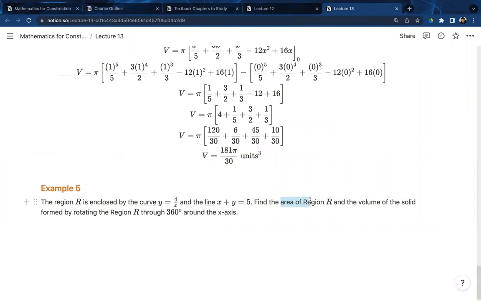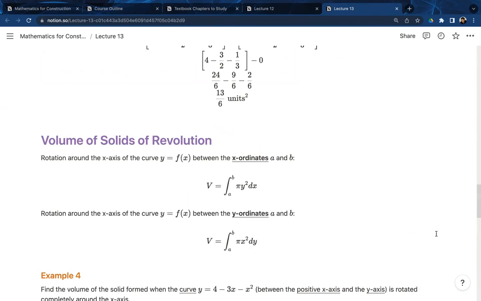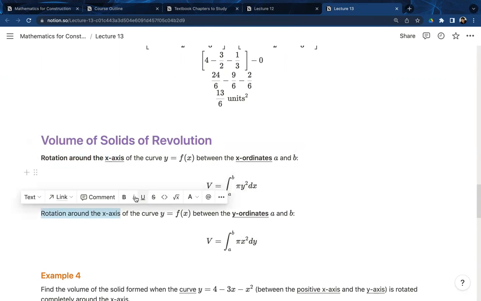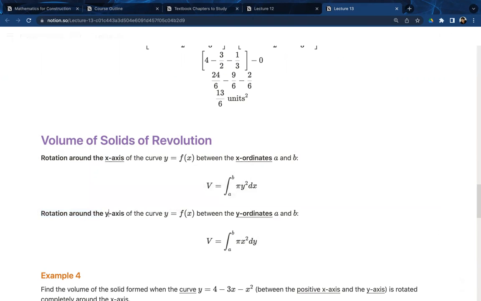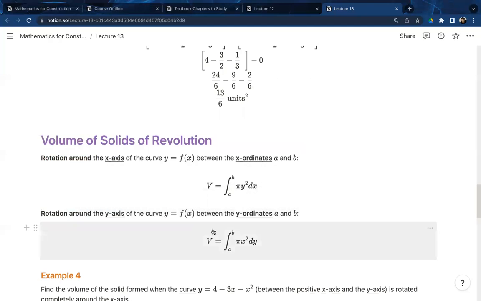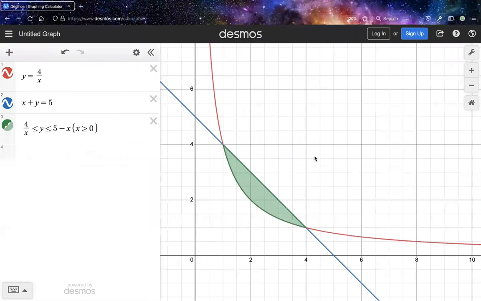You want to find the area of it, and you want to find the volume when it is rotated through the x-axis by 360 degrees. So now we're using this formula here for rotation about the x-axis. Underline this here. This is supposed to be the y-axis. I made a mistake here. Rotation about the y-axis, the formula is different, and these are y coordinates here. So essentially, this is the formula you're using.